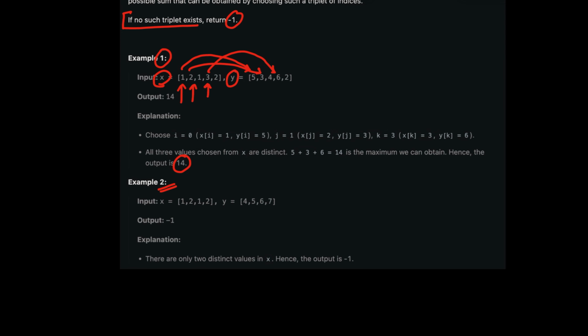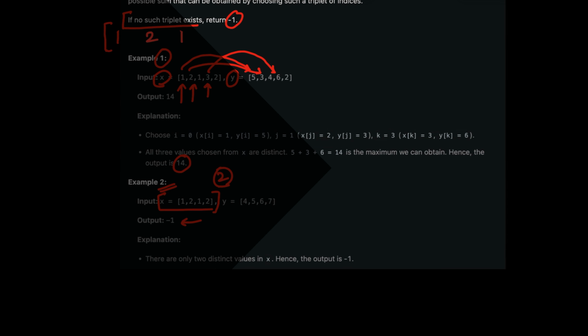In example number 2, we only have two unique values in the x collection, which does not satisfy the requirement given to us. As we cannot build the triplet, the output is -1. I hope you are able to understand the problem statement. Now let's switch to whiteboard and discuss how we can solve this problem by breaking it down into smaller pieces.